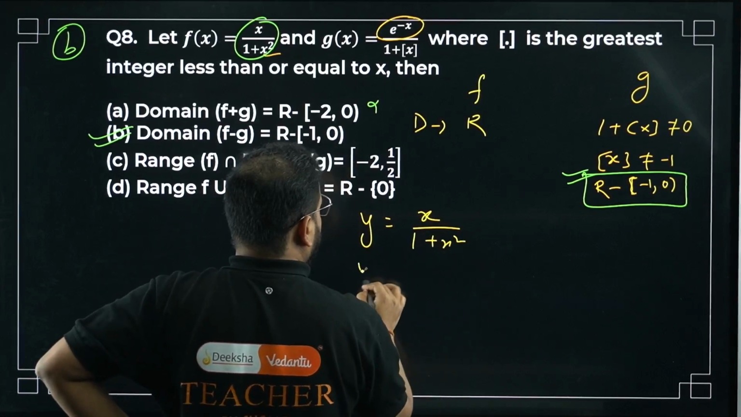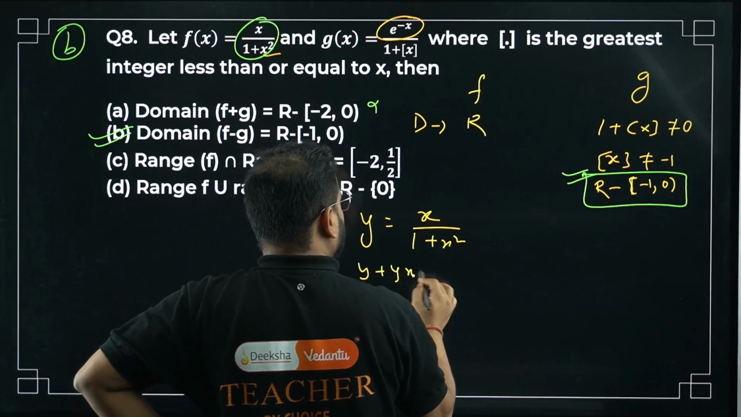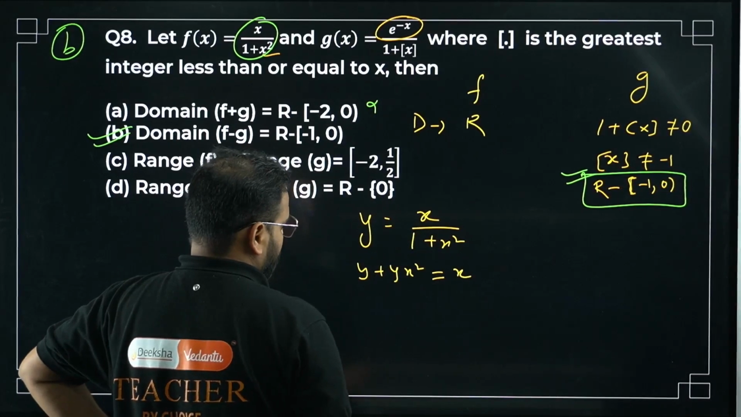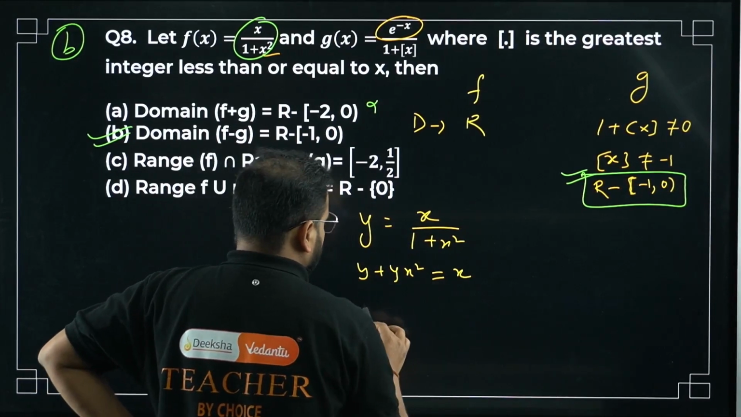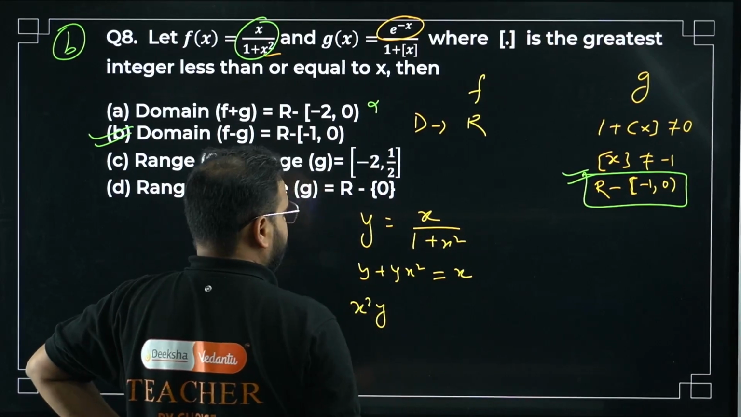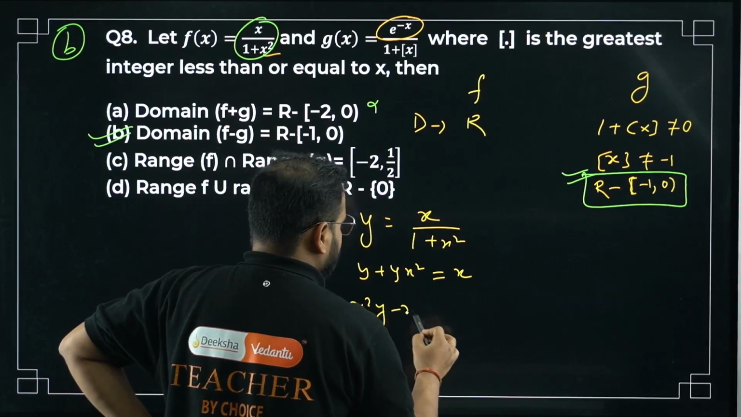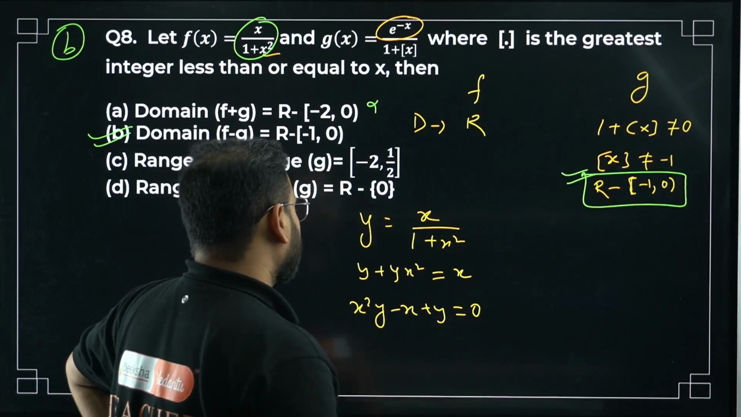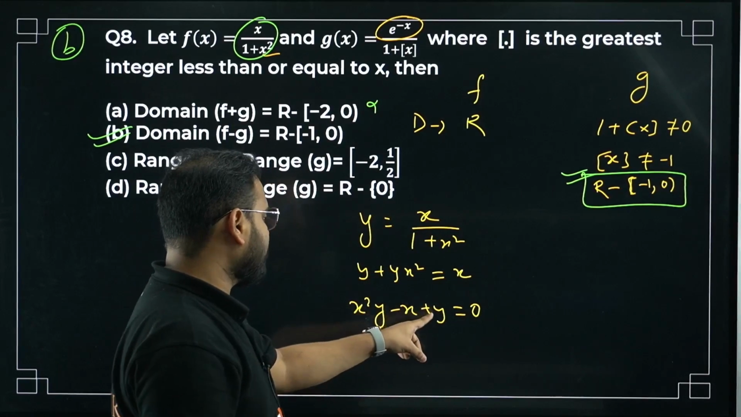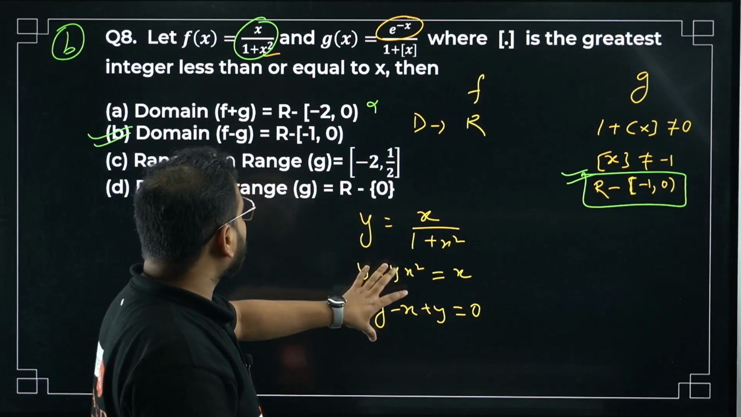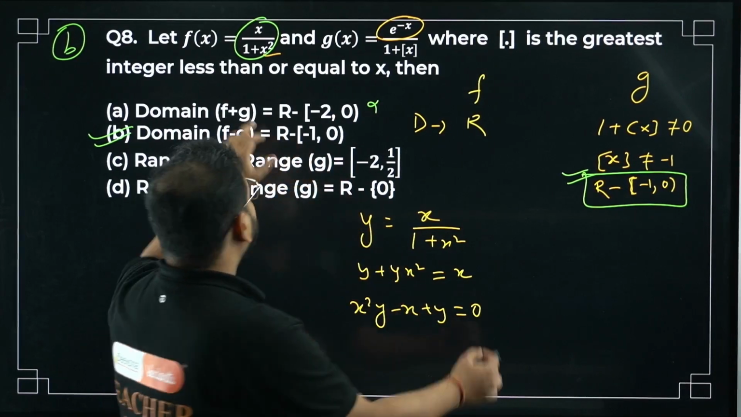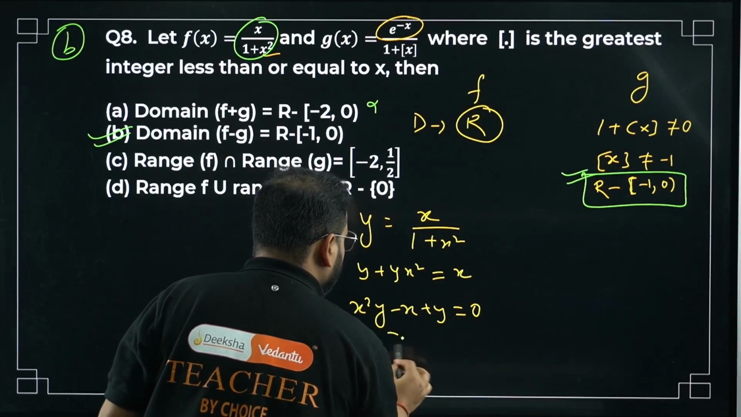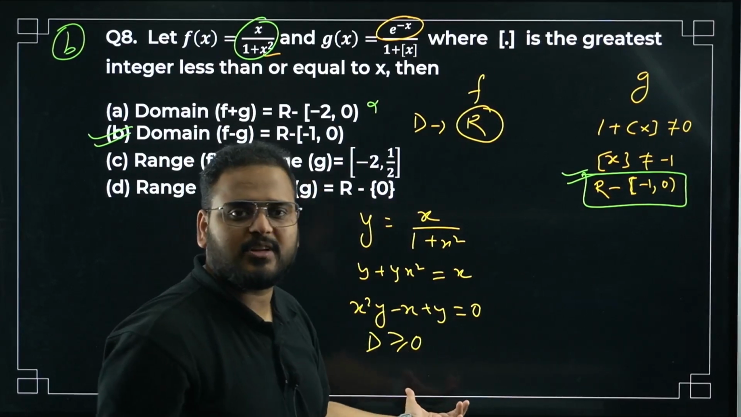I'll get here y plus yx square equals x. Okay, so I can write it on this side. It will become x square y minus x plus y equal to 0. We know x has to always be real. This part, f, the domain is all real. It means D will always be greater than or equal to 0. For x all real, D has to be greater than or equal to 0.